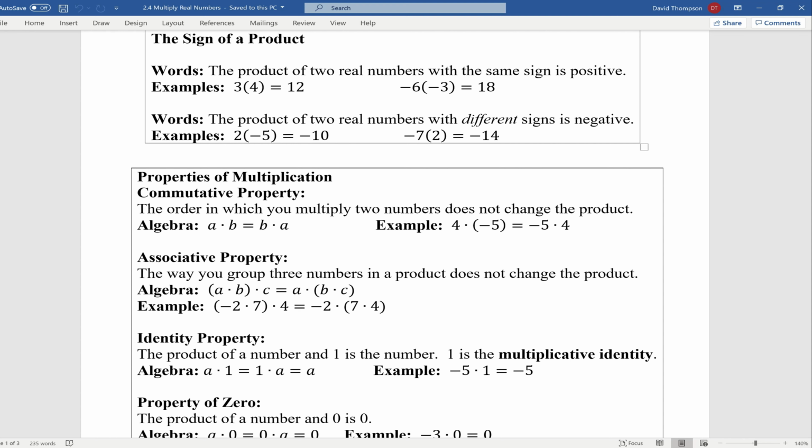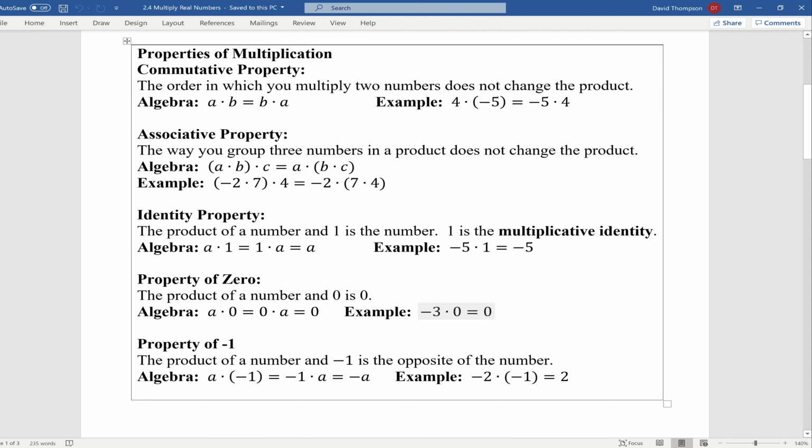Identity property. The product of a number and 1 is that number. 1 is the multiplicative identity. In algebra, A times 1 equals 1 times A, and that gives me A. Example, negative 5 times 1 equals negative 5.